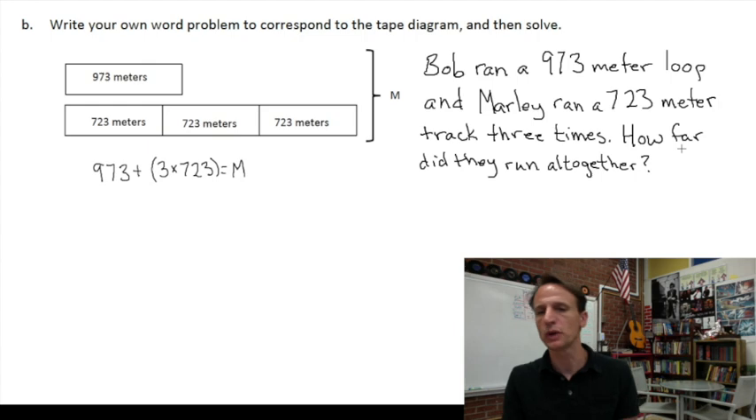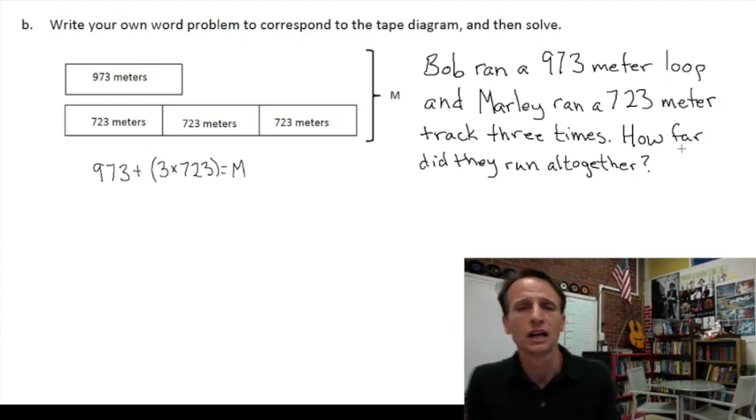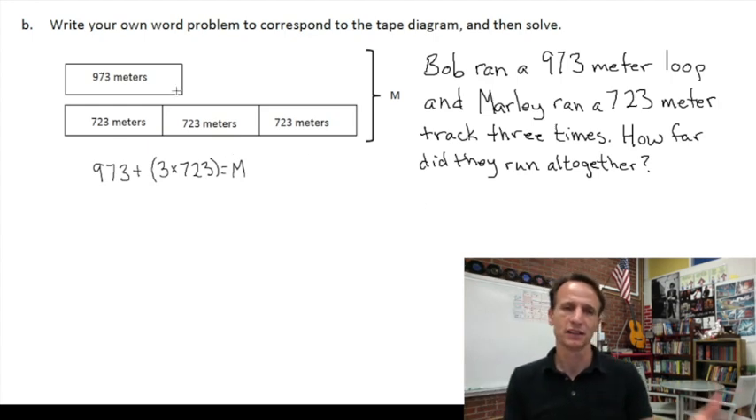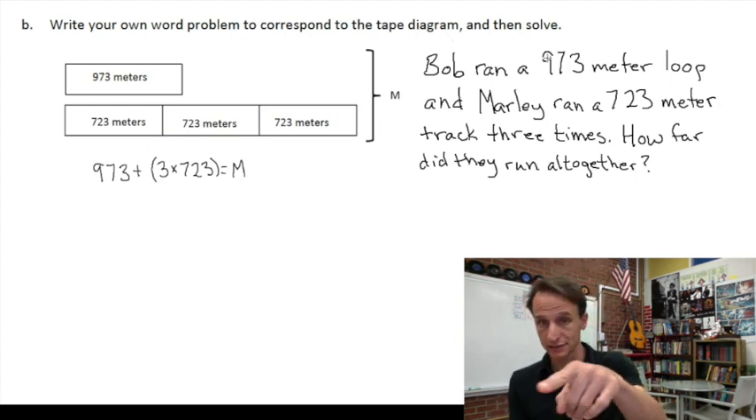Okay, and you could do anything with this. Don't copy what I wrote. Jeez, it's not even that good, really. You know, it could be like one person rolled a donut down a 973 meter hill, and the other person, I mean, come up with something fun and interesting. Okay, so now we have to solve.